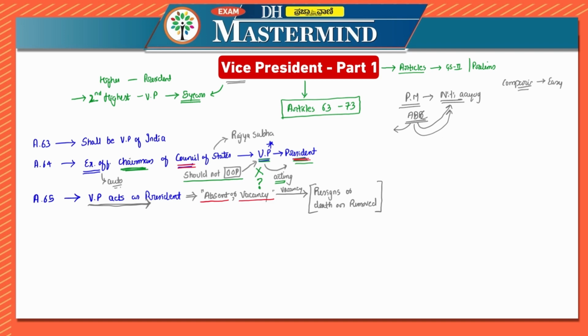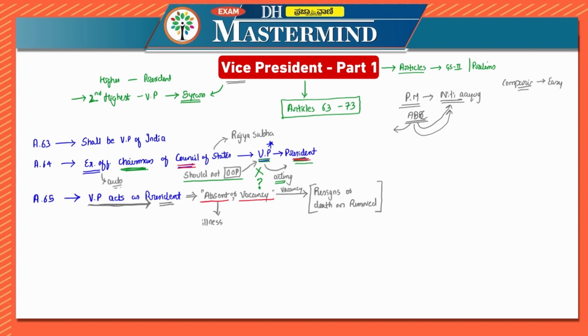Now the next one is related to absence. If the president is absent, that means if they are sick, suffering with illness, or because of any other cause, or if they are unable to discharge their functions because they are traveling, etc., at that point of time the vice president acts as president. Until when will the vice president act as president in that case? Until the president assumes their office again.